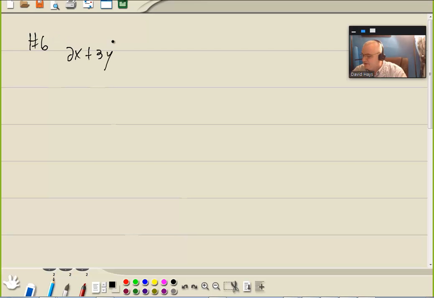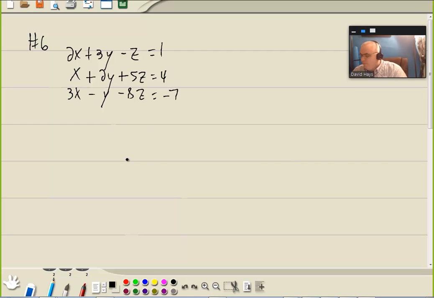I can't see the answer. 2x plus 3y minus z is equal to 1. And x plus 2y plus 5z is equal to 4. 3x minus y minus 8z is equal to negative 7. Double check all my signs. Okay.